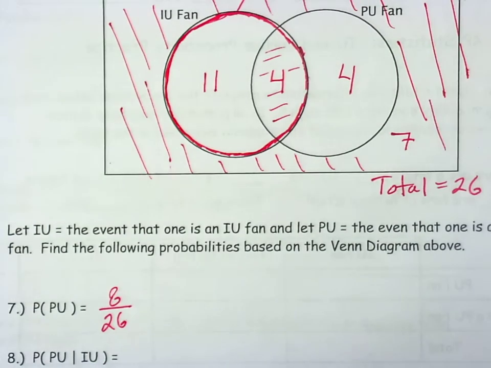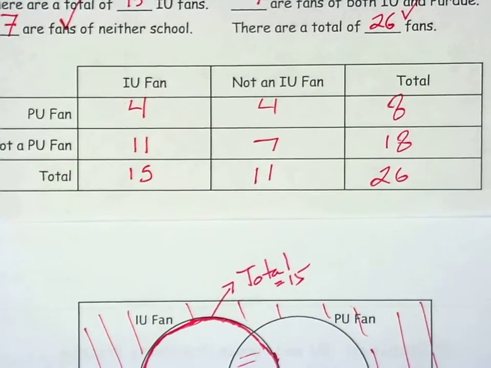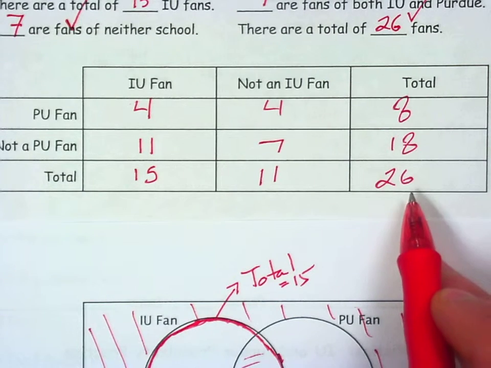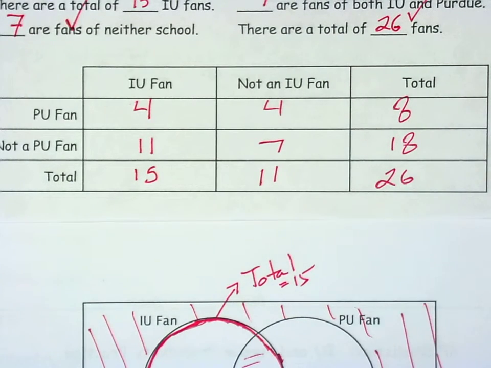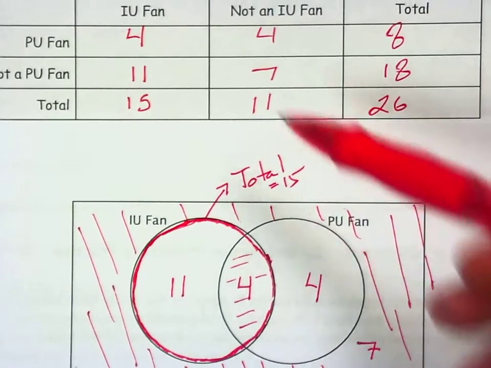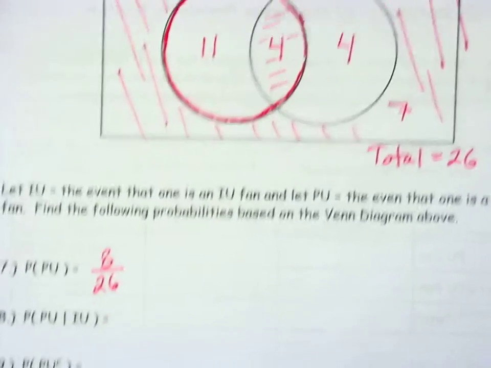Notice you can get exactly the same probability from having used the table on the front. I have it right here. So again, the total number of Purdue fans, there were 8 total out of a table total of 26. There's the 8 out of 26 once again. So you could use either the table or you could use the Venn diagram strategy. Either one of these will work in order to organize your information for your probabilities.